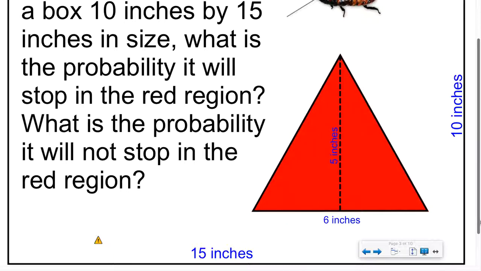It's a fraction. We always have to write our fractions in what? Simplest form, right? Reduce it. What's 15 over 150 reduced to? 1/10. So there's a 1 in 10 chance that our cockroach would land in the triangle versus somewhere else. What's 1/10 as a percent? 10%. What's the probability that he's not going to stop in the red region? 90%. As a fraction, that would be 9/10.